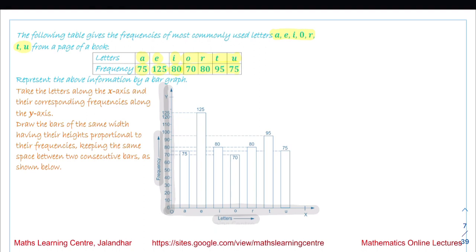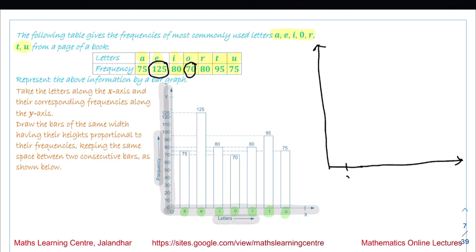So we are talking about the x-axis. The letters we have are A, E, I, O, R, T and U. On the y-axis, out of these values, the minimum value we have is 70, and the maximum value we have is 125. So what we can do is draw this graph in this form also.